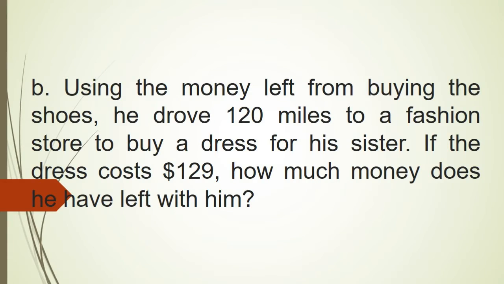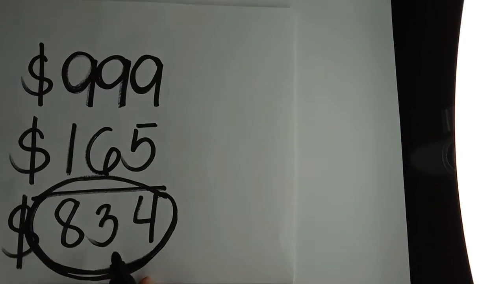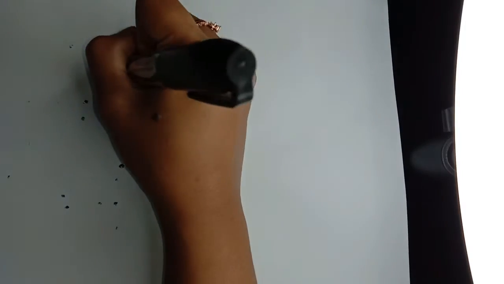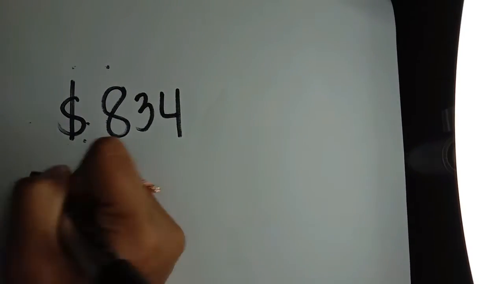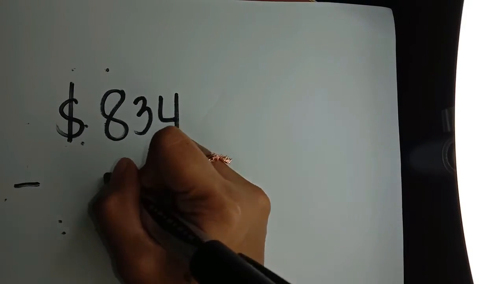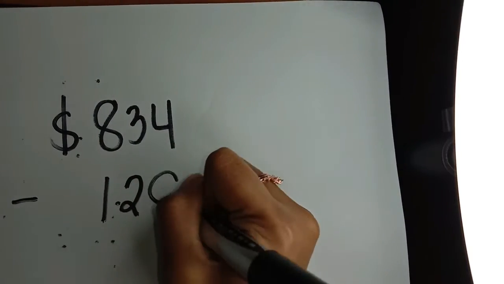Using the money left from buying the shoes, he drove 120 miles to a fashion store to buy a dress for his sister. If the dress cost $129, how much money does he have left with him? So the money left from John is $834. So $834 subtracted by the dress cost, $129.